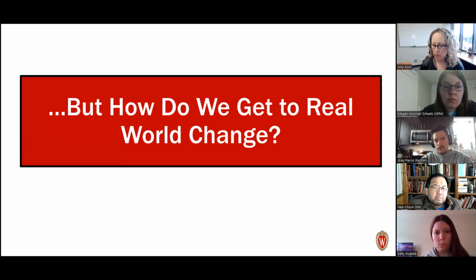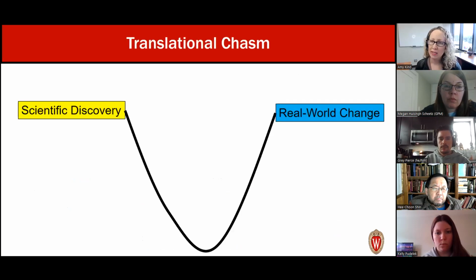How do we get from knowing a problem exists to conducting research that helps us move forward? And we certainly think about this a lot in the field of implementation science, which is an area that I've been engaged in for a very long time. The field of implementation science tells us about something called the translational chasm. And hopefully some of you have heard of this before, but it is the gulf between knowing something and ultimately resulting in real world change.